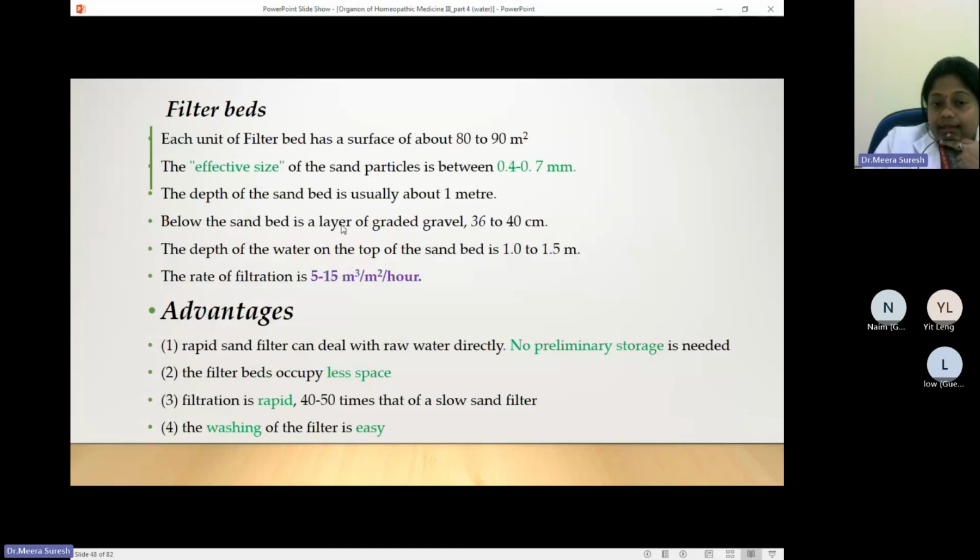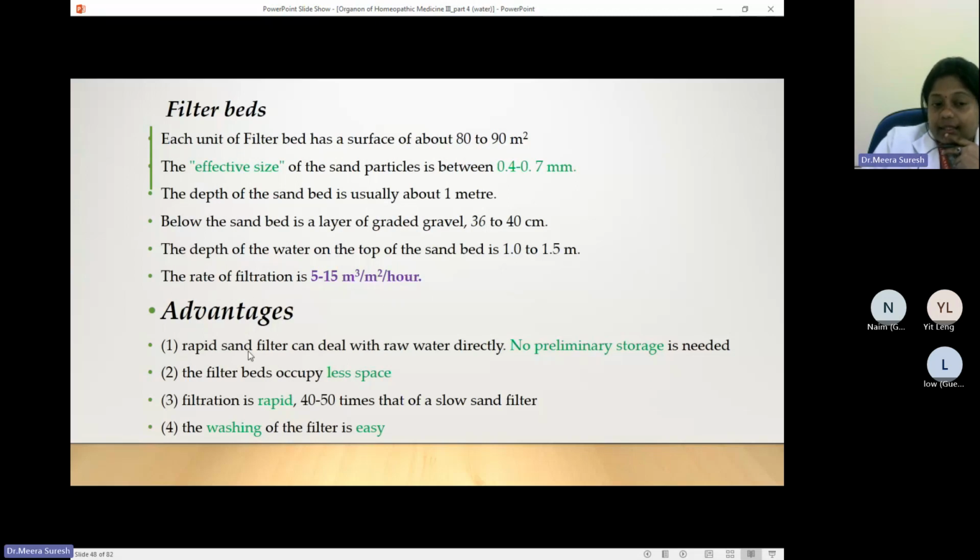Below the sand bed layer is a graded gravel layer, 36 to 40. I think in slow sand it is around 70. The depth of the water is 1 to 1.5 meters, same as that of slow sand. The next value that you have to remember is the rate of filtration. Over there it was very less, 0.1 to 0.4 something. But here it is coming out rapidly, 5 to 15 meter cube per meter squared per hour.